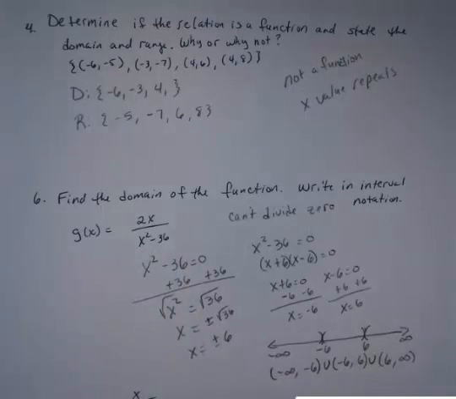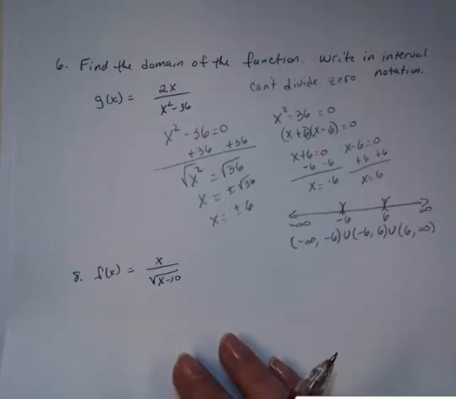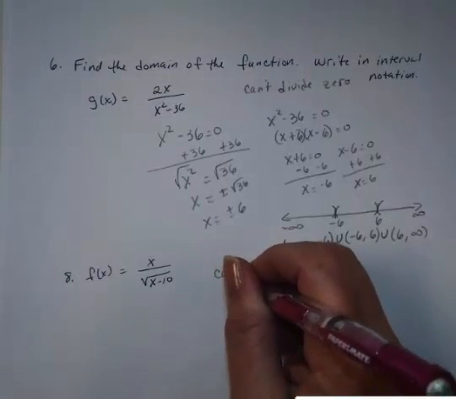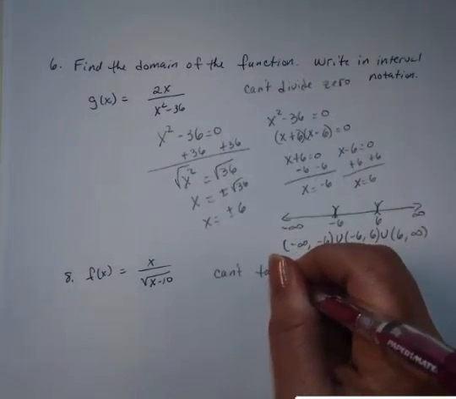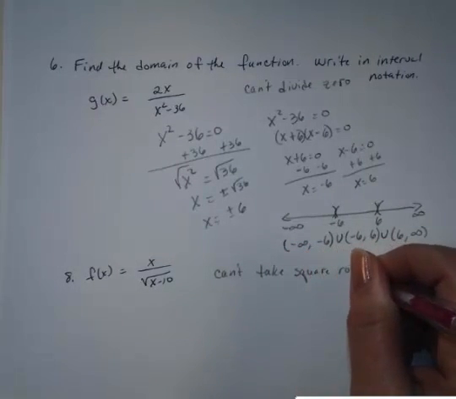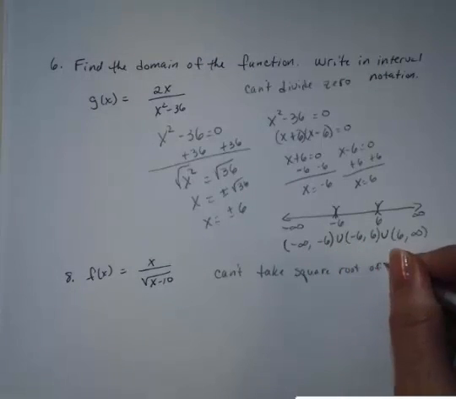The second type of exception for our domain would be that we can't take the square root of a negative number.